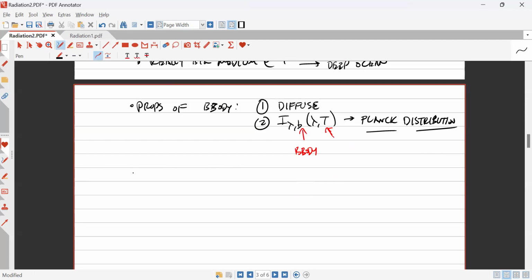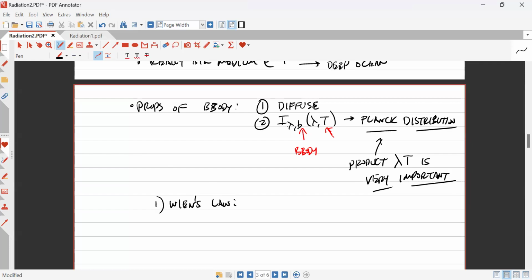So the Planck distribution, here, I'll just say that the product of lambda times T is very important. And it's very important for two reasons. So the first reason is something called Wien's law. And that is that lambda max times T is roughly 3,000 microns Kelvin. Okay, so what does this mean?